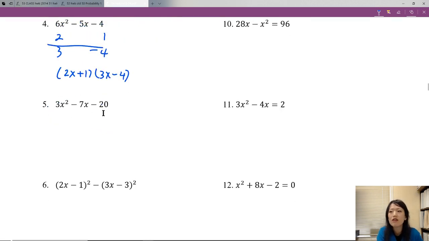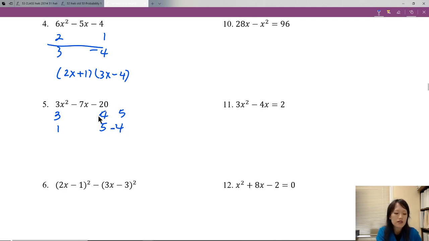From here, 3, 7, and negative 20. So here it's 3 and 1. 20, we need what? Factors of 20 that subtract to be 7. So 5 and 4. That's 15. That's in the wrong order. So probably 4 on the bottom, 5 on top. 12 and 5.